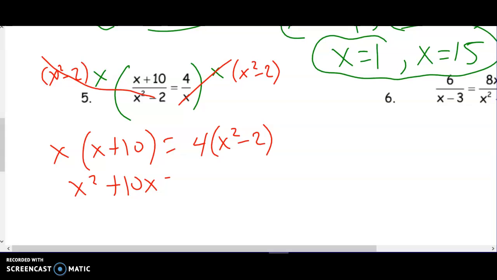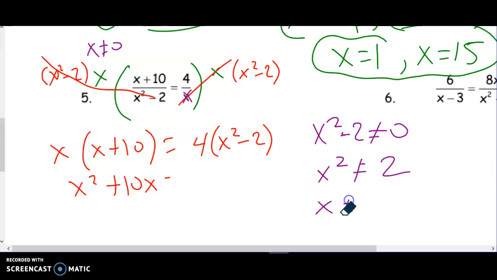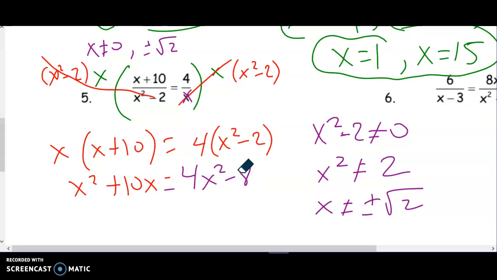What values are not allowed? So if we were to go back to what we cannot have. So right here, x cannot be 0. For that x squared minus 2, so that cannot be 0. So x squared cannot be 2. So x cannot be square root of 2, positive or negative. All right, so let's go ahead and solve this guy. And just make sure we don't get those results.